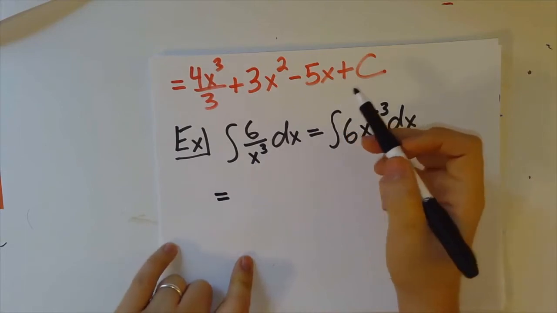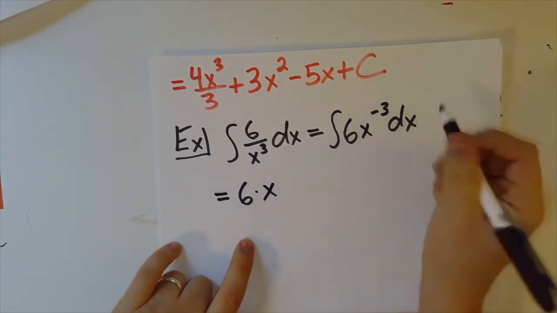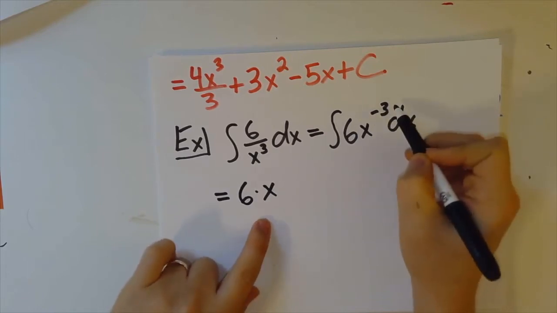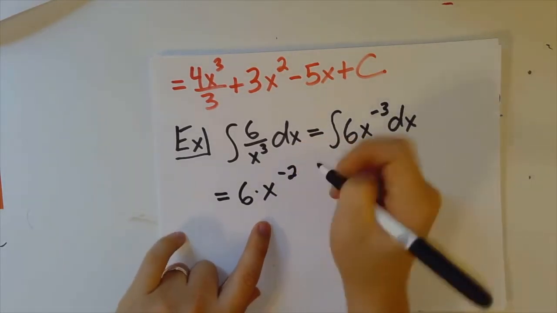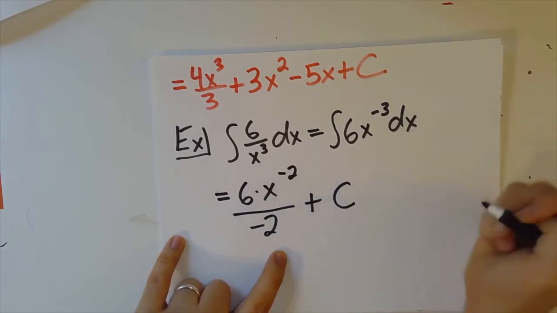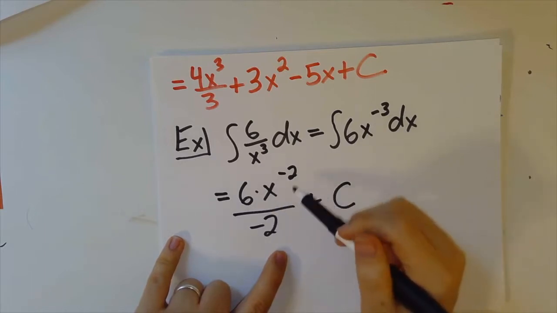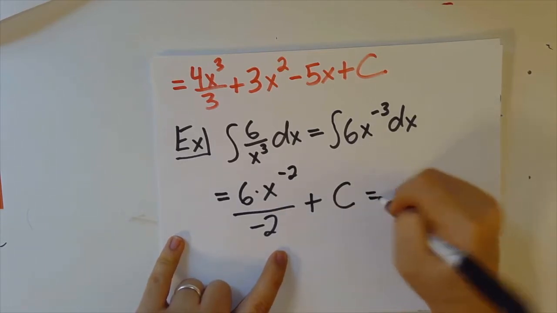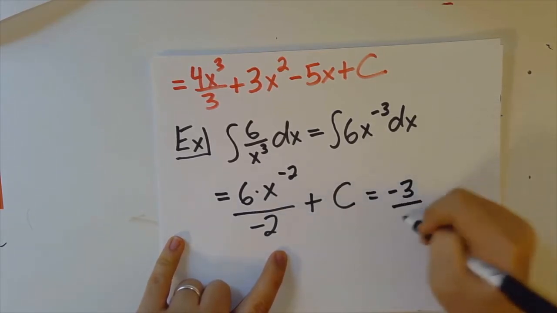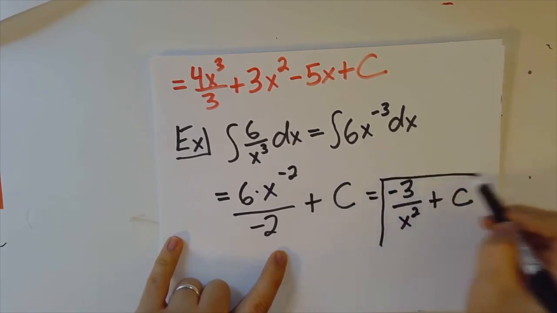So when I do apply the power rule, I'm going to get 6 times x to the, and I have to add 1 to minus 3. So when I add 1 to minus 3, I get minus 2, divided by minus 2, plus c. And so when I do that, that is going to be minus 3 over x squared plus c. That will be our answer.